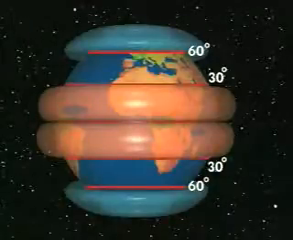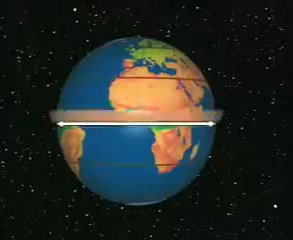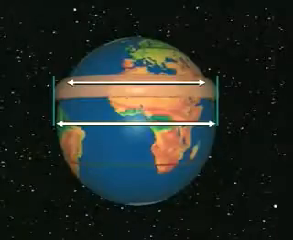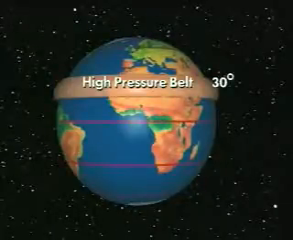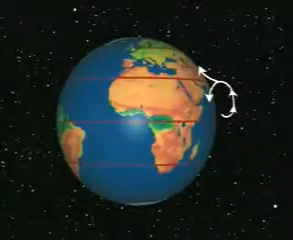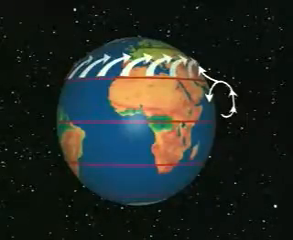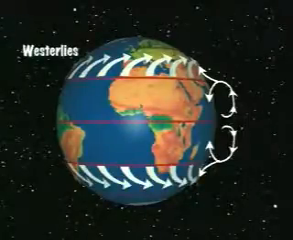Let's look at the region between the cells. It's quite complex here, but we'll try to simplify it. In the upper atmosphere, as the air from the equator heads towards the poles, it squeezes into a smaller area. Air builds up, producing a high-pressure belt on the surface at about 30 degrees from the equator. At the surface, air is diverted both north and south. Air heading towards the poles is also deflected. These winds are called westerlies because winds are traditionally named according to the direction they come from.